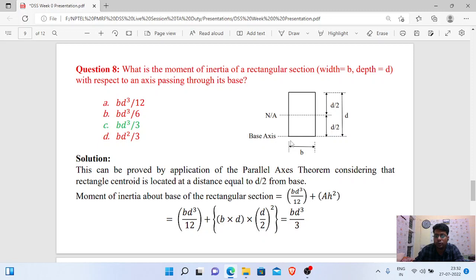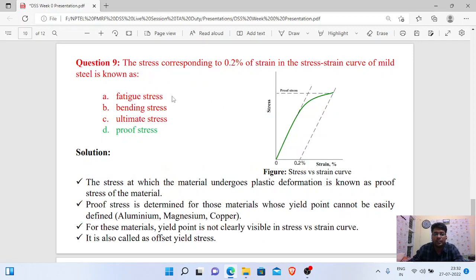So A, the cross sectional area of this rectangle, is b into d. So we have written here b into d into h square, which is d by 2 whole square. So when we solve this, we will get bd cube upon 3. So the correct answer is C, bd cube upon 3. Now going to the next question.